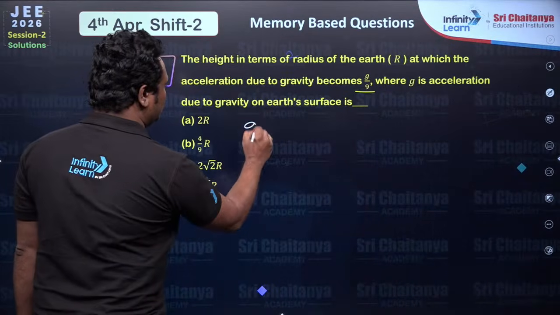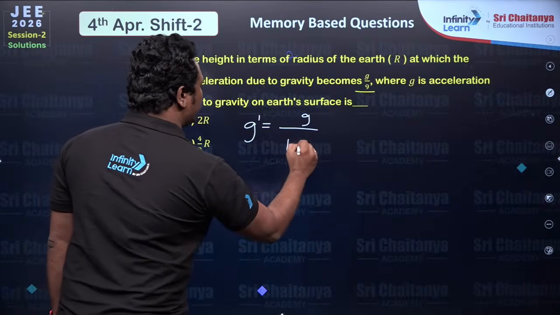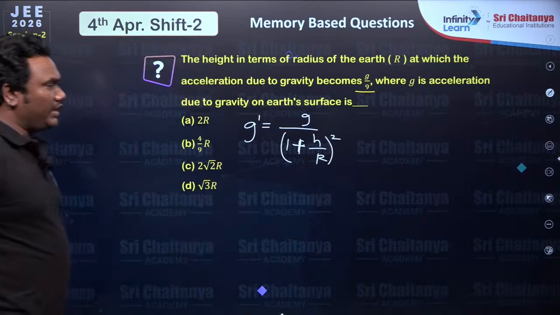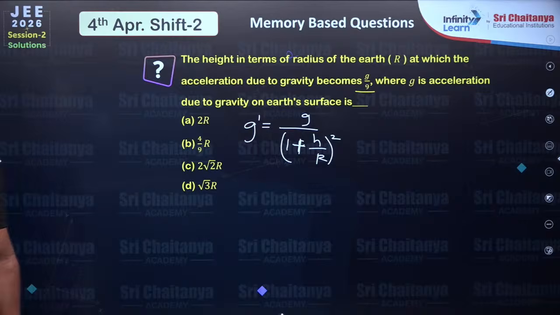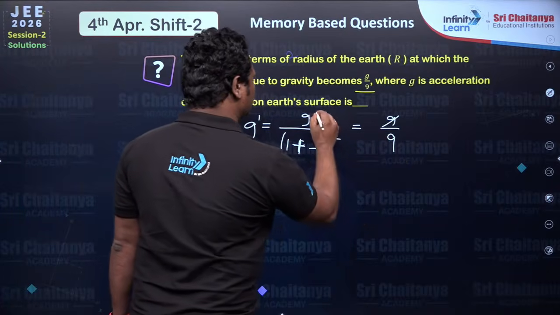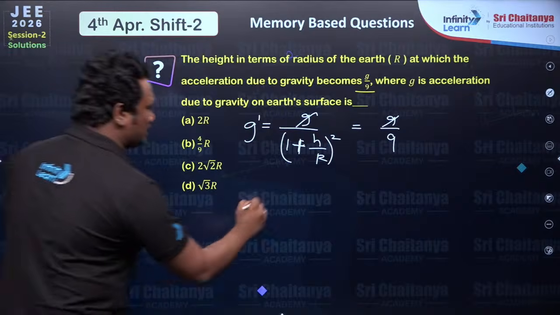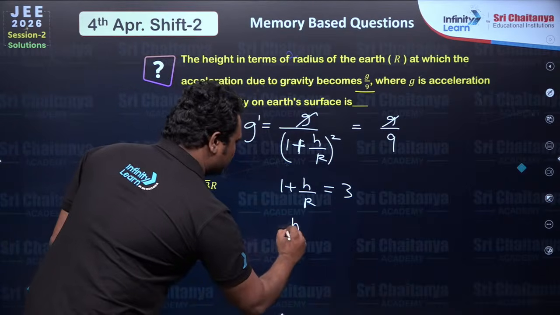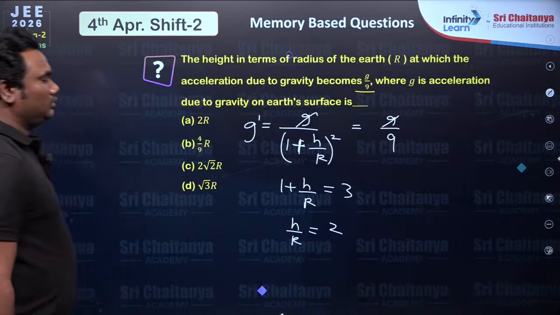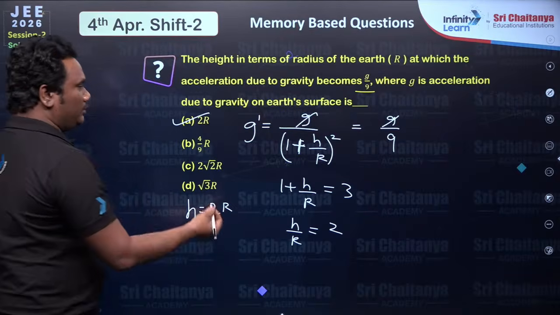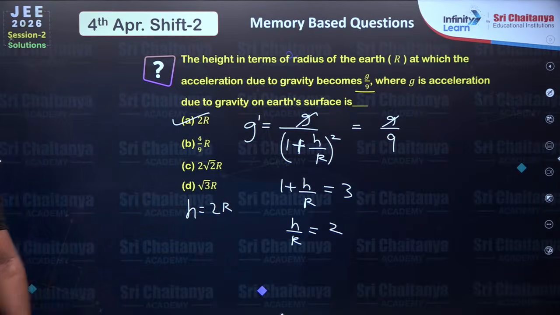So what is the formula of g dash? g dash is equal to g by (1 plus h by R) whole square. This is the formula to find acceleration due to gravity at a certain height, the variation of g with respect to height. This g dash is given as g by 9. So 1 plus h by R is simply 3. So h by R is 3 minus 1, which is 2. Therefore h is equal to 2R. Okay, most important and easiest topic from gravitation.